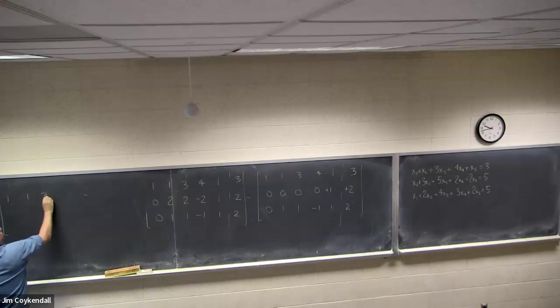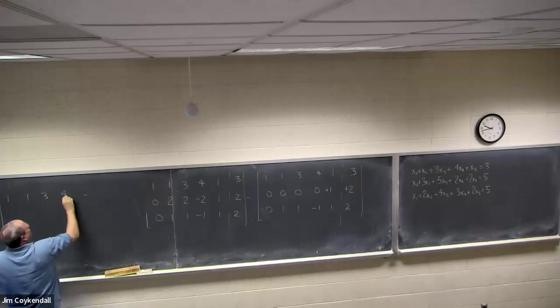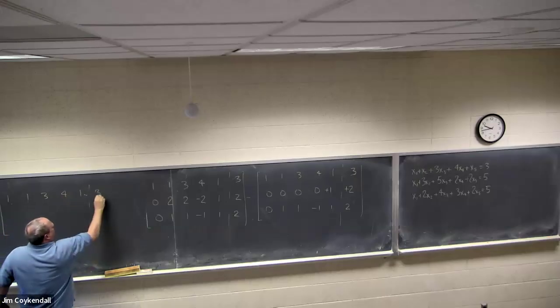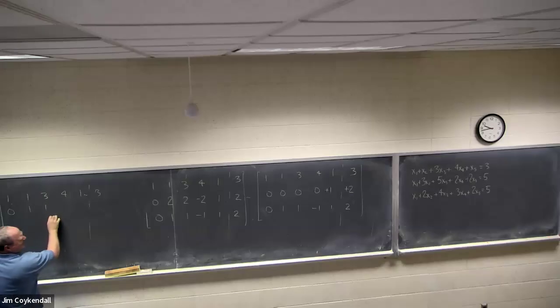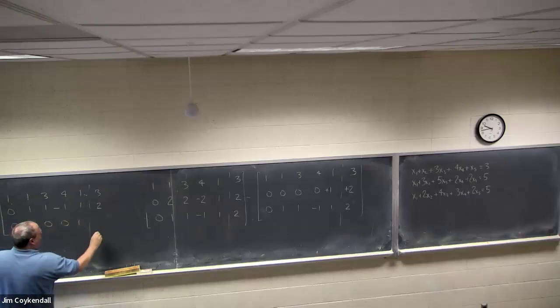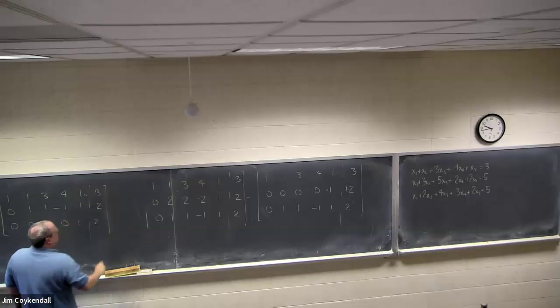I'm going to go now 1, 1, 3, 4, 1. 0, 1, 1, minus 1, 1, 2. So I move the middle row, and I'm going to take the middle row from over there, put it on the bottom.